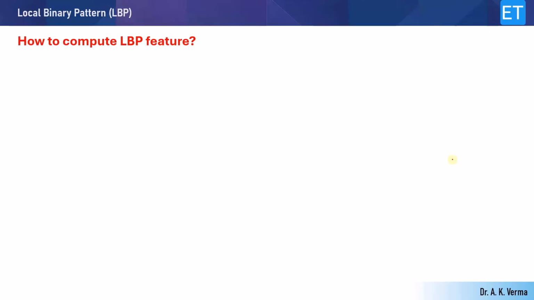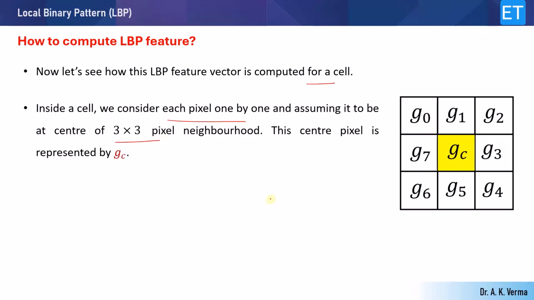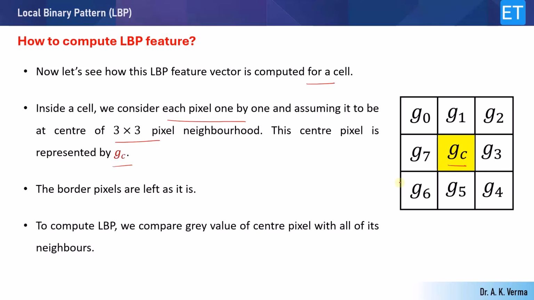Okay, and now let me show you how you can compute the LBP feature of an image. So we consider one cell at a time. Now inside a cell, we consider each pixel one by one, and we assume it at the center of a 3 by 3 pixel neighborhood as shown in this figure. So let's say the center pixel is represented by GC. The border pixels of the image are left as they are, so they are not considered in this neighborhood. And to compute LBP, we compare the gray value of this center pixel, I mean GC, with all of its 8 neighbors from Z0 to Z7.